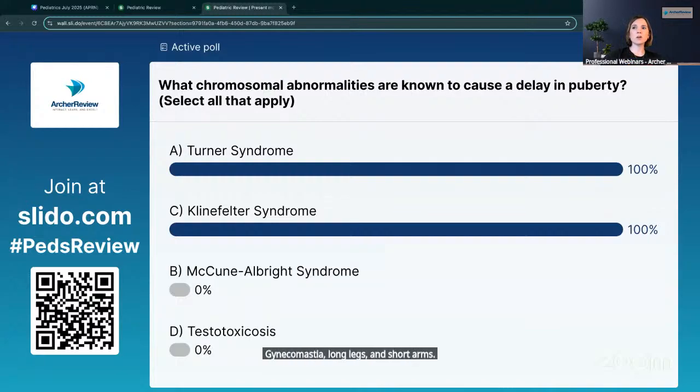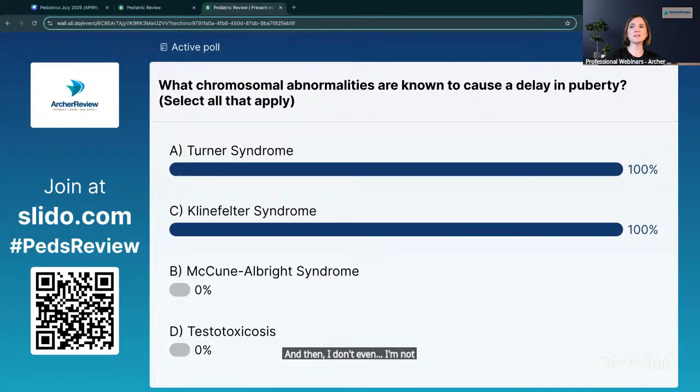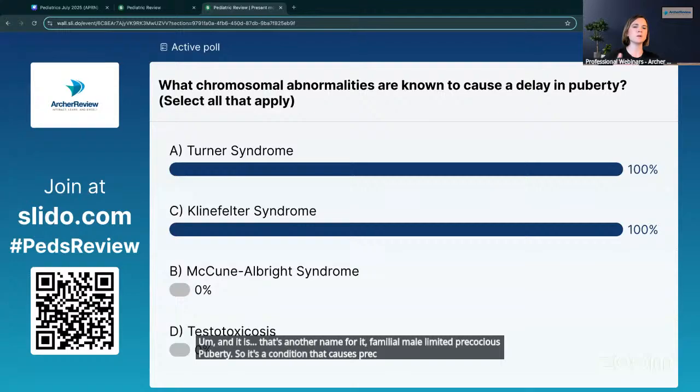Choice B is incorrect. McCune-Albright syndrome is a condition affecting the endocrine, skin, and bones that can cause precocious puberty. And then, testotoxicosis is a familial male-limited precocious puberty. That's another name for it. So it's a condition that causes precocious puberty in boys between ages 2 and 4.